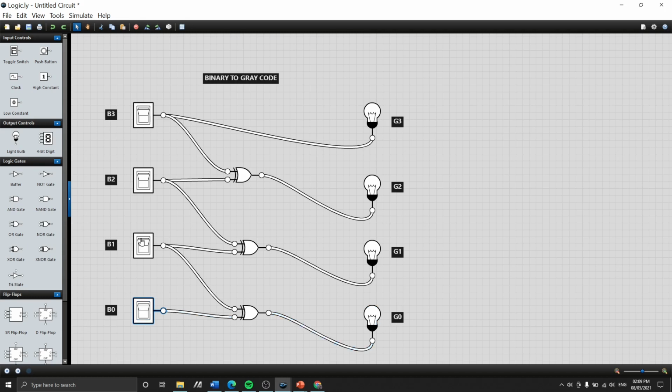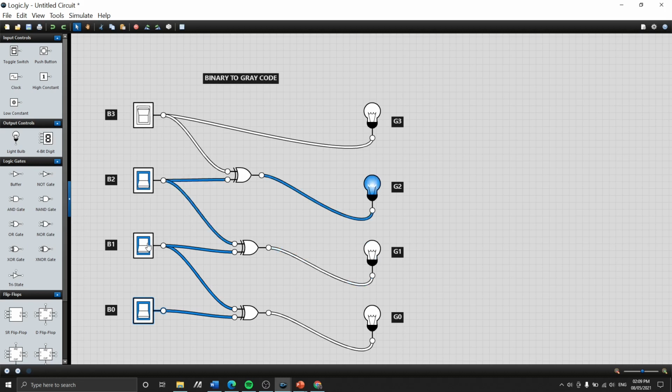When B1 is 1 and the remaining inputs are 0, then the outputs G1 and G0 are 1 and the remaining outputs are 0. When B1 and B0 are 1 and the remaining inputs are 0, then the output G1 is 1 and the remaining outputs are 0.